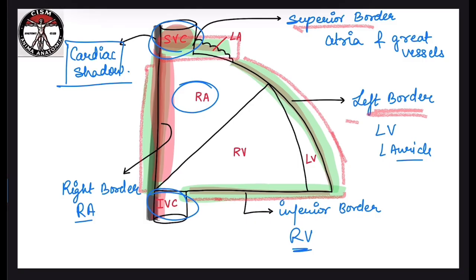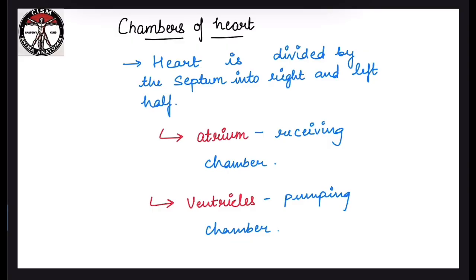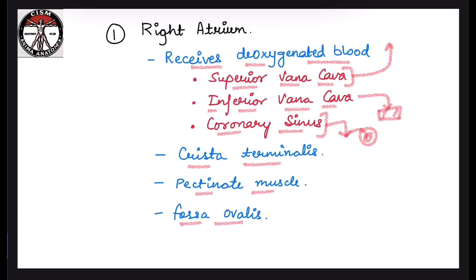So guys, now we will move to another topic, which is the chambers of the heart. Heart is divided by a septum into right and left halves. Each half has an atrium, which is the upper, receiving chamber, and a ventricle, which is the lower, pumping chamber. So guys, let's discuss all the chambers in depth. Firstly, we will see the right atrium.